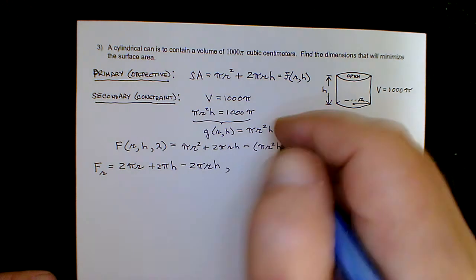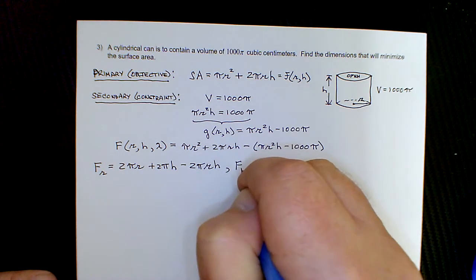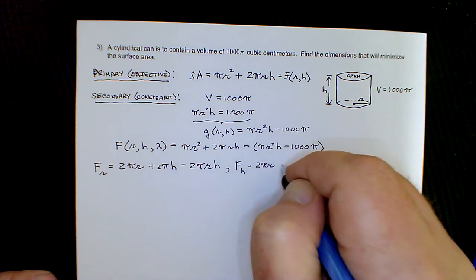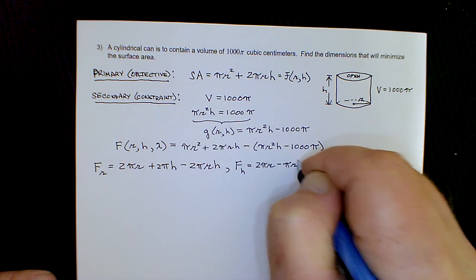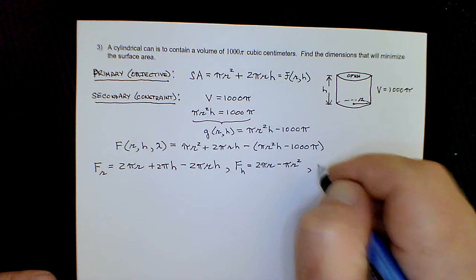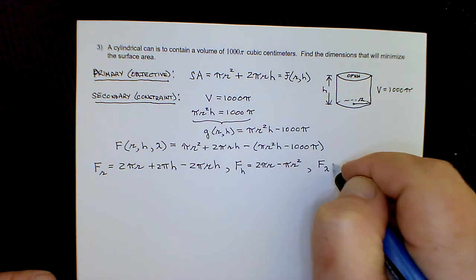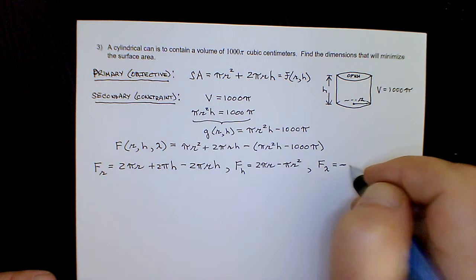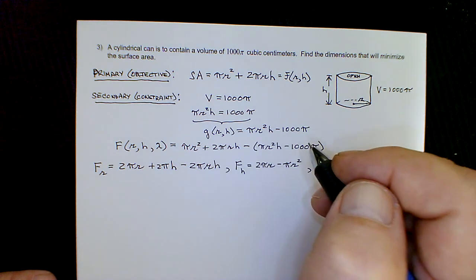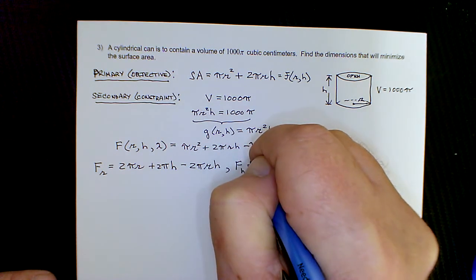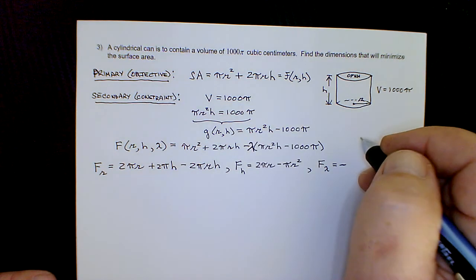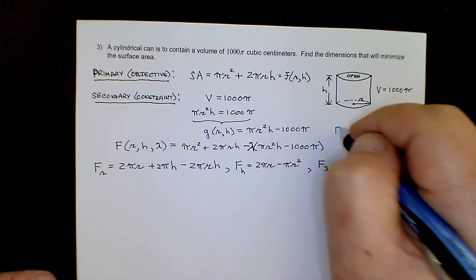If we take the partial with respect to h, this term goes to 0. Here we get 2 pi r because the derivative of h is 1, and then minus pi r squared. Oh, I forgot to mention, the derivative of 1000 pi is just a constant, so that's 0. Then finally, the partial with respect to lambda is just going to be minus this quantity. Oh, I forgot to stick my lambda in there. Make sure you fit the lambda in there.